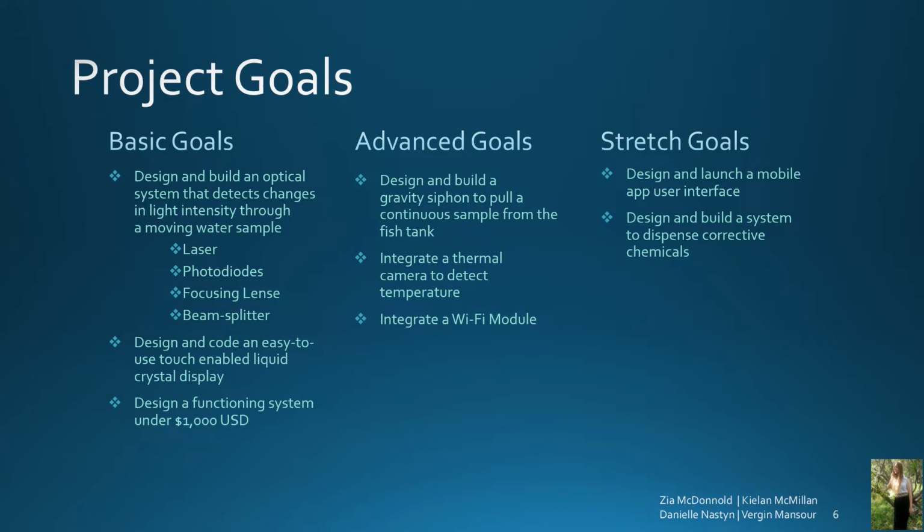Our basic goals are to design and build a system that uses the difference in input and output light intensity to get the percentage of transmitted light, to design and code a user-friendly touchscreen display, and to keep our budget under $1,000. Advanced goals: design and build a siphon system so that the fish tank can be continuously checked.